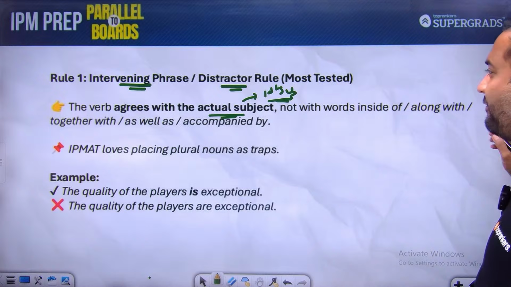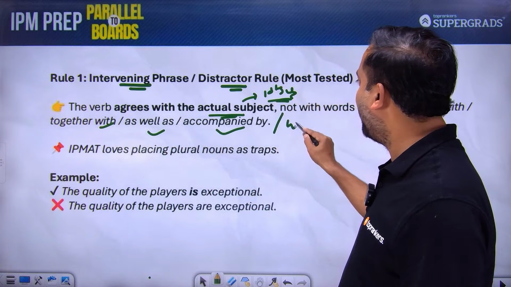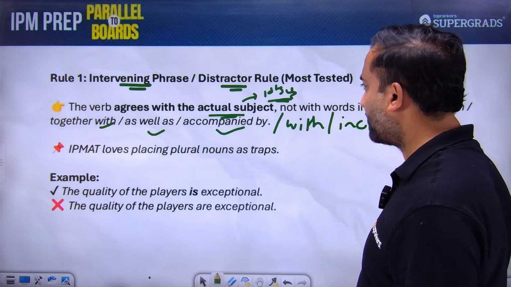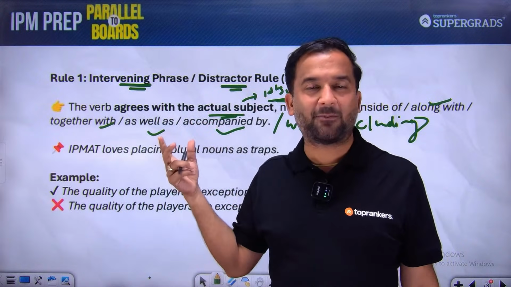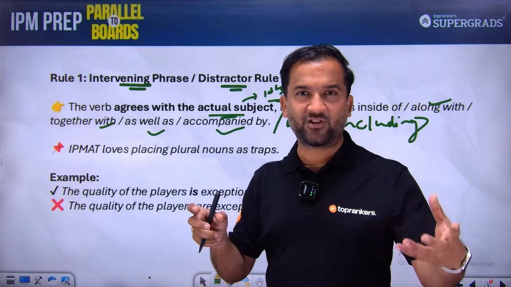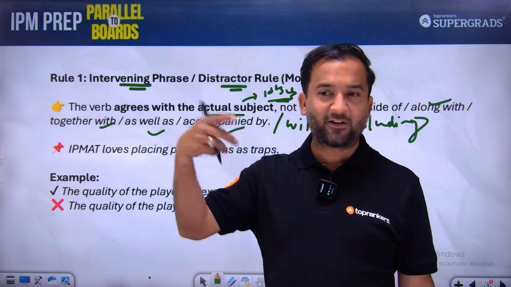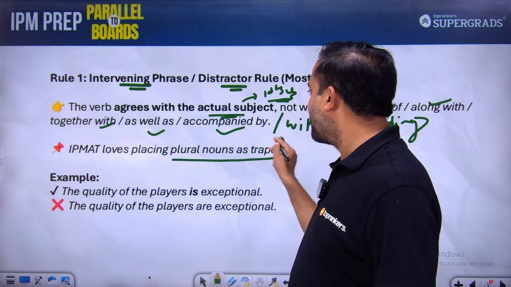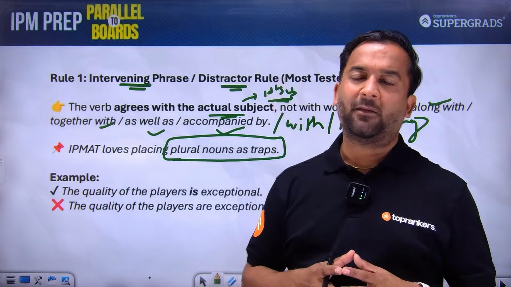So when you have conjunctions like along with, together with, as well as, accompanied by, with, including, when you have any of these conjunctions, the verb agrees with the actual subject, the main subject. बाकी सब क्या है? Additional information, peripheral information. The verb agrees with the main subject, first subject. So IPMAT loves placing plural nouns as traps. Yes, that is something that I have seen in previous year papers.